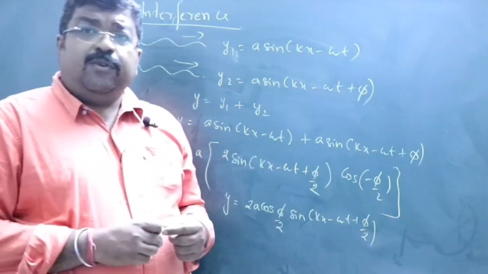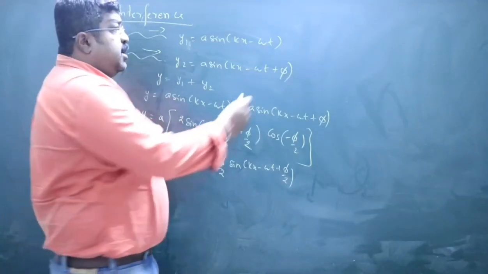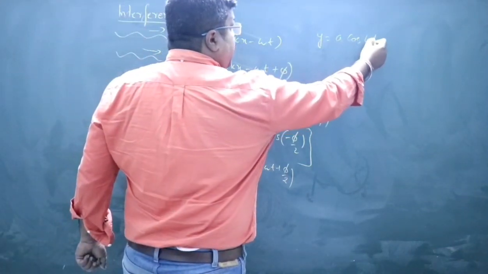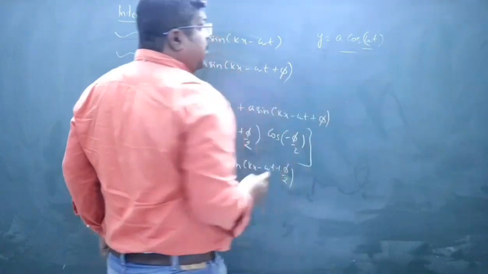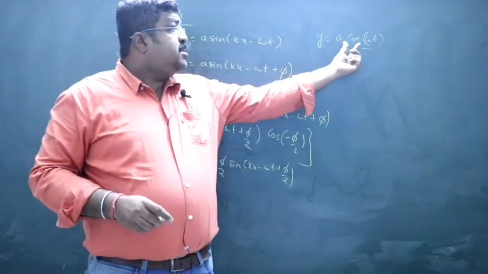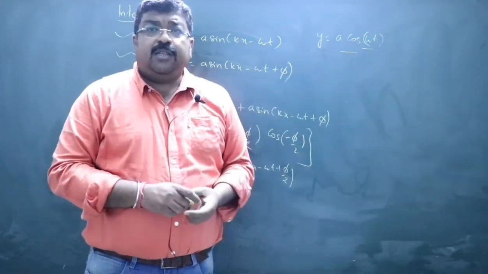Okay, now if you remember the general equation for oscillation, it was y equal to a constant term times cos ωt or sin ωt. So there was a constant term which we call amplitude, and then this trigonometric term multiplied, which is a function of the phase.